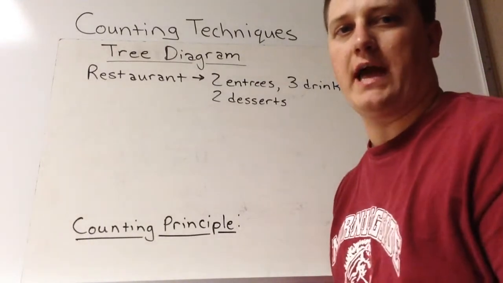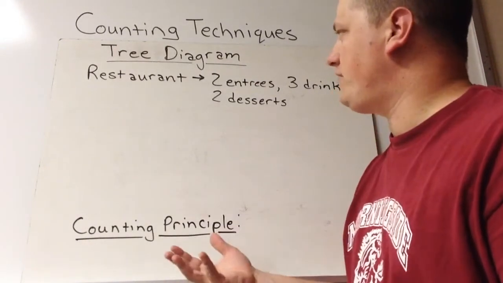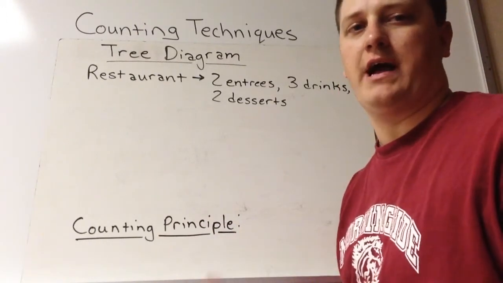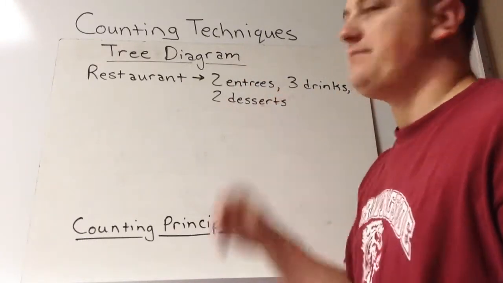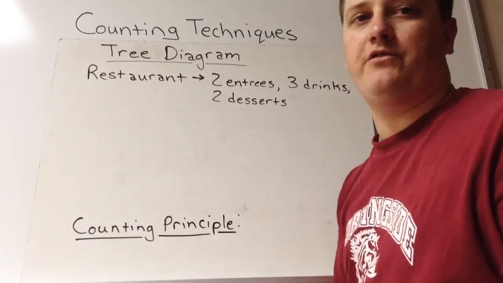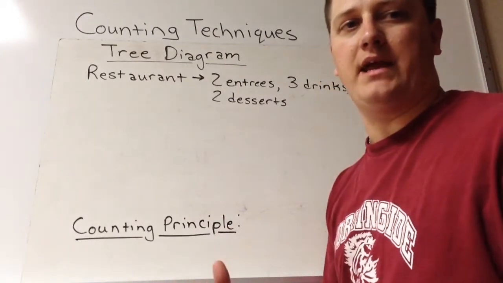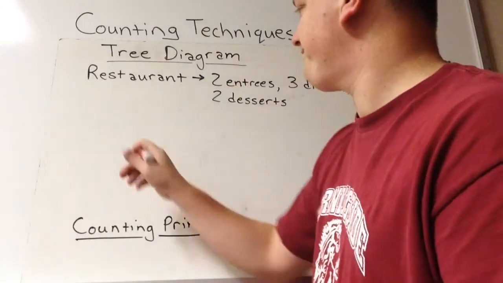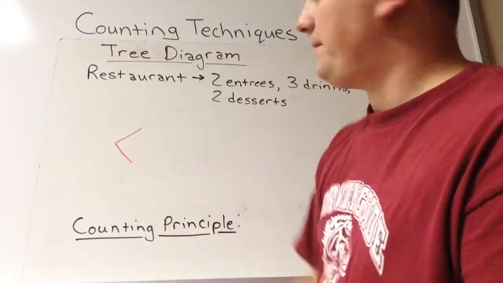First thing that we want to look at is a tree diagram. So I'm just going to go through an example. In this tree diagram, we want to figure out how many combinations this restaurant has if there are 2 types of entrees, 3 types of drinks, and 2 types of desserts, and you can order any combination of the 3 groupings. So we'll start with the entrees, and there are 2 types.